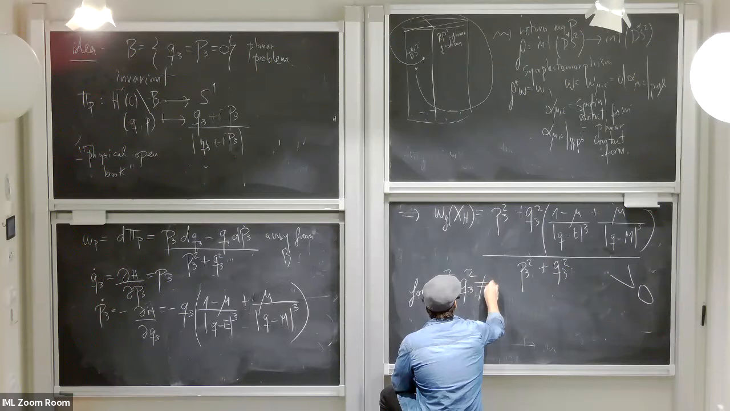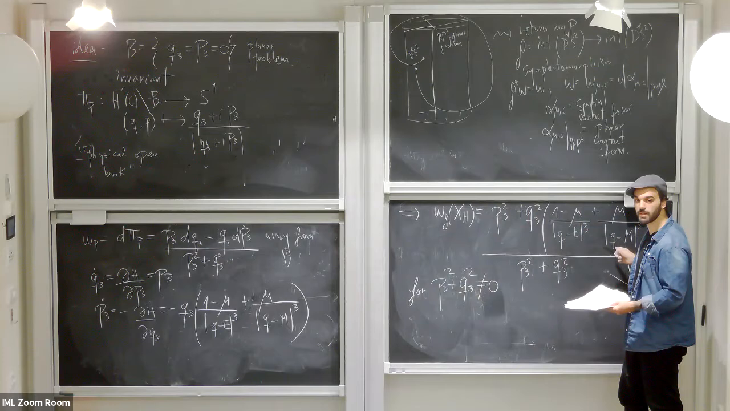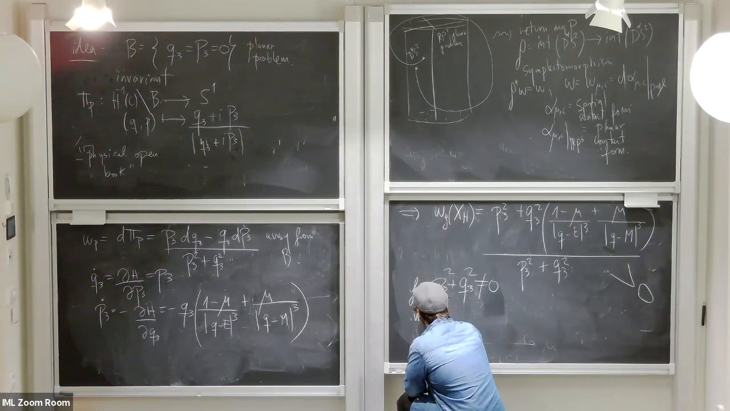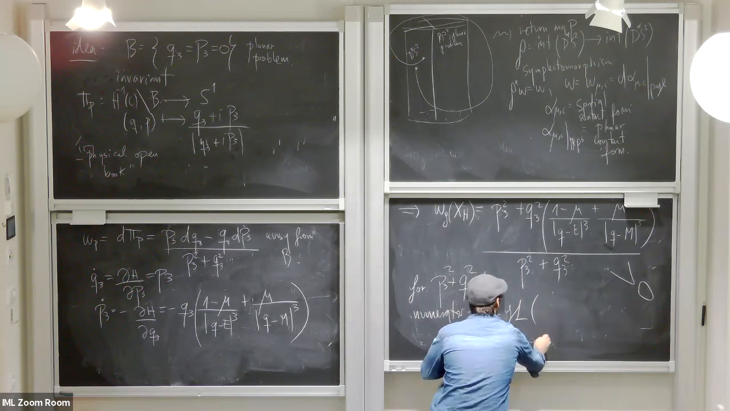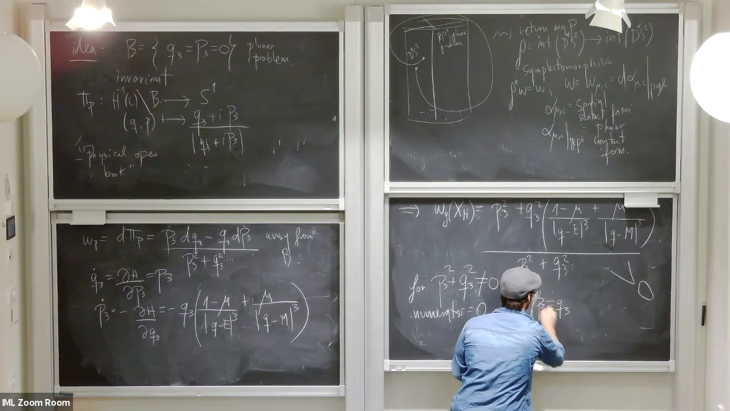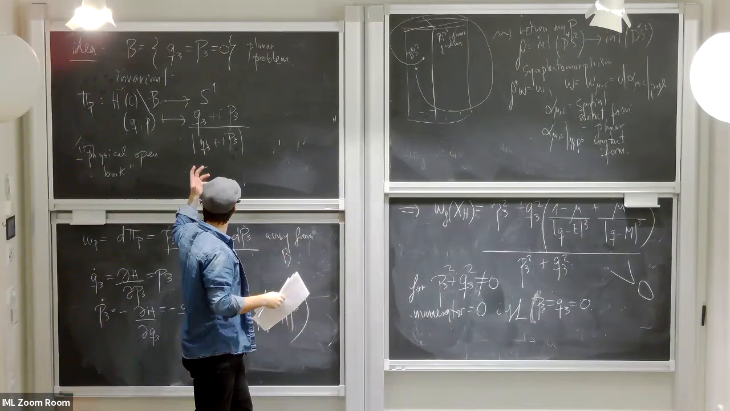So if p3 squared plus q3 squared is non-zero, then the denominator is strictly positive, and the numerator is zero if and only if p3 equals q3 equals zero. In other words, the fibers of this physical open book are transverse to the Hamiltonian vector field, away from the binding.